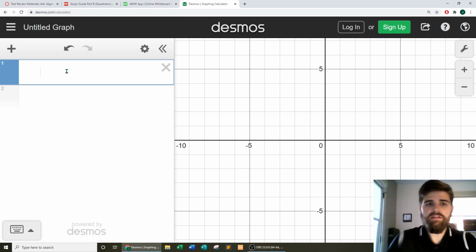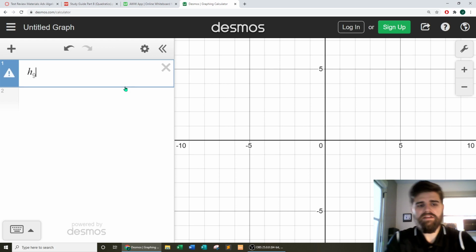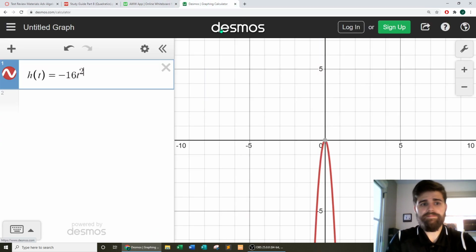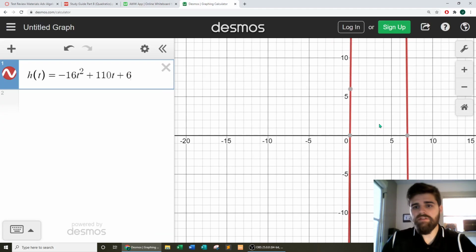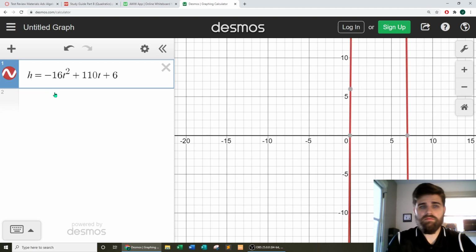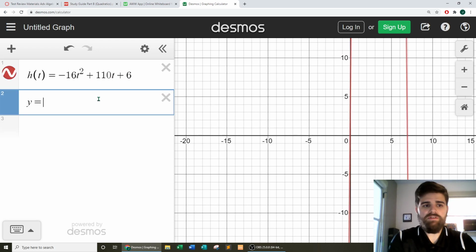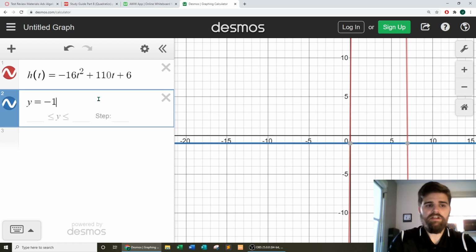All right, so we have in the problem here, it says h equals negative 16t squared. Desmos isn't going to really like that, so I'm going to say h of t, just so that Desmos understands what's going on here. Negative 16t squared plus 110t plus 6. All right, so Desmos will understand this. Desmos can be a little weird sometimes when you're using different variables other than y and x. So you can always just convert this back to x's and y's, just to be Desmos friendly. But it looks like it understands what's going on here.